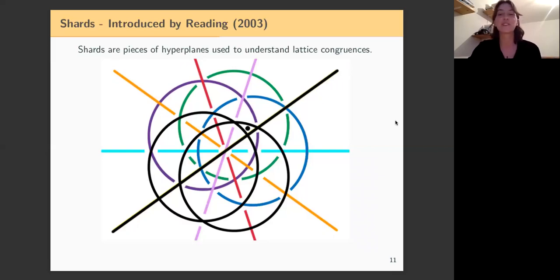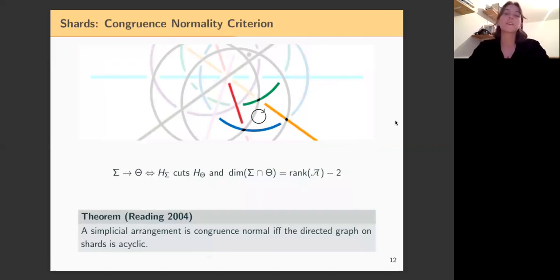Okay, so now we know how to get shards. So how do shards tell us if a poset of regions is congruence normal? We're going to create a directed graph on the shards. One shard is going to have an arrow to another shard if 2 different criteria are fulfilled. The first one is that the unique hyperplane that contains a shard, for example, this red shard is on this red line, has to cut the hyperplane that contains the other shard. So for example, the red line cuts the green circle. And then the second criterion is that the shards are actually like the closures of these pieces of hyperplanes, and you need that the dimension of intersection is codimension 2.